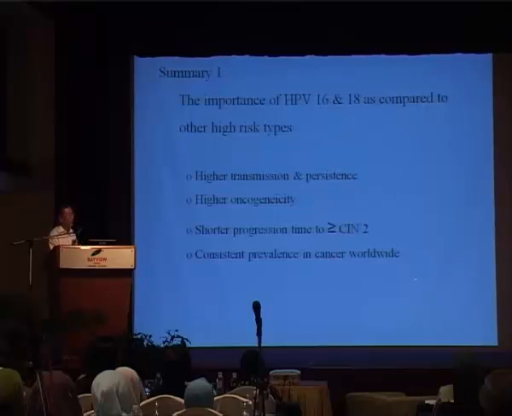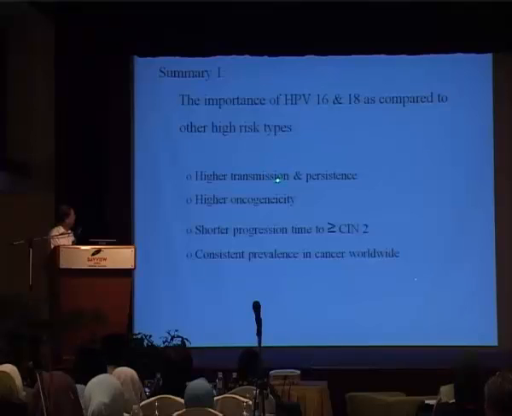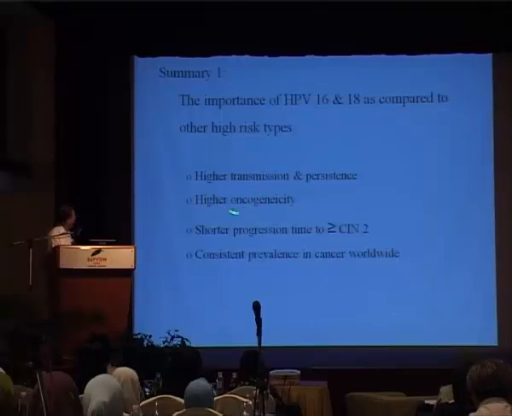So in a way of summarizing this background information, I'd like to point out again that it is very important in 18 and subtypes in the sense that they have a higher transmission between partners and also have a longer persistence in the cervix, and they are, compared to other high-risk subgroups, particularly high oncogenicity, meaning that they have a very high virulence in terms of the virus inducing transformation.